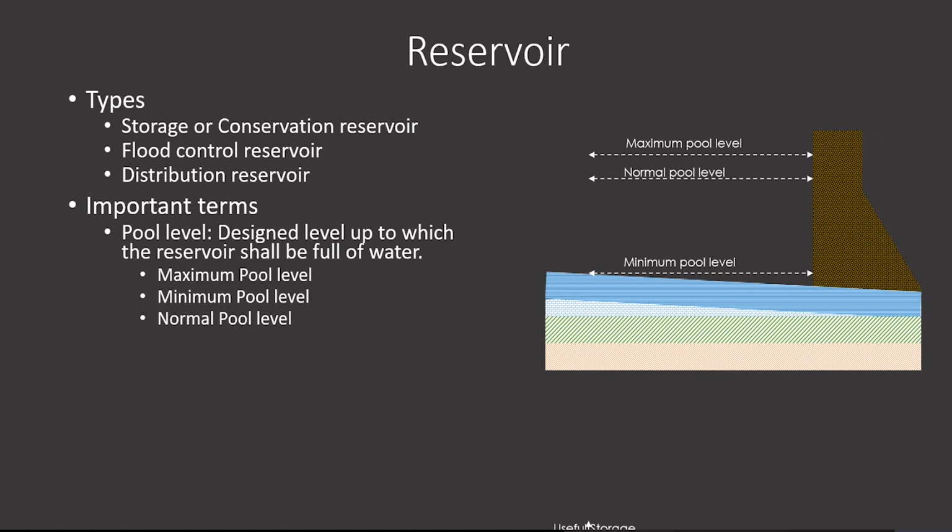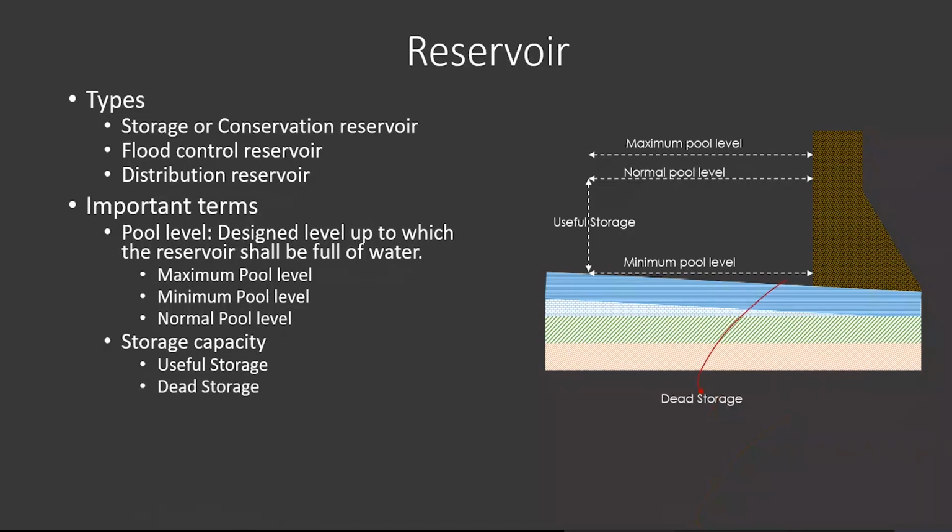When these different levels are considered, there are storage details. The storage in between the minimum and the normal pool level is called the useful storage, which we use for different purposes, for hydropower, for irrigation, for any of the purposes. We call it the normal useful storage. The water below the minimum pool level is not of use, and we call it the dead storage. The water between the normal and the maximum pool level, which only gets to that level seasonally or in high flooding seasons, we call the surcharge storage.